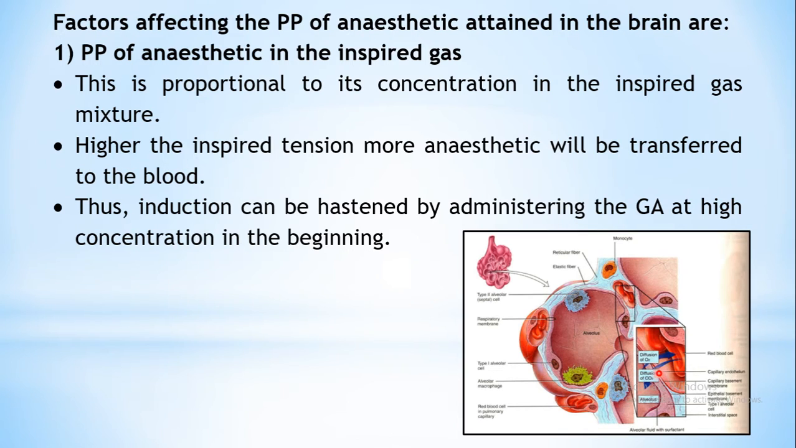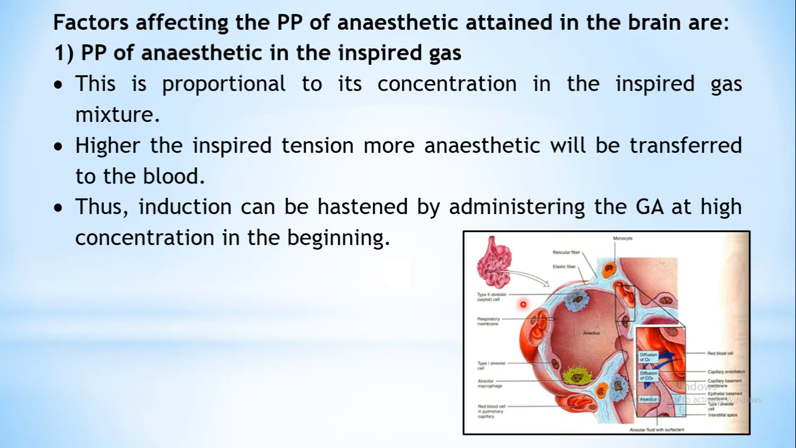Now what is happening with your anesthetic? When you administer your inhalational anesthetic in the form of a gas or a vapor, it will also reach here in the alveolus, right? So it will come here. Now what is the partial pressure of this anesthetic in this inspired gas which is coming here? That is very important. The higher the partial pressure of anesthetic reaching the alveolus, the greater will be the entry of your anesthetic into the blood vessel.